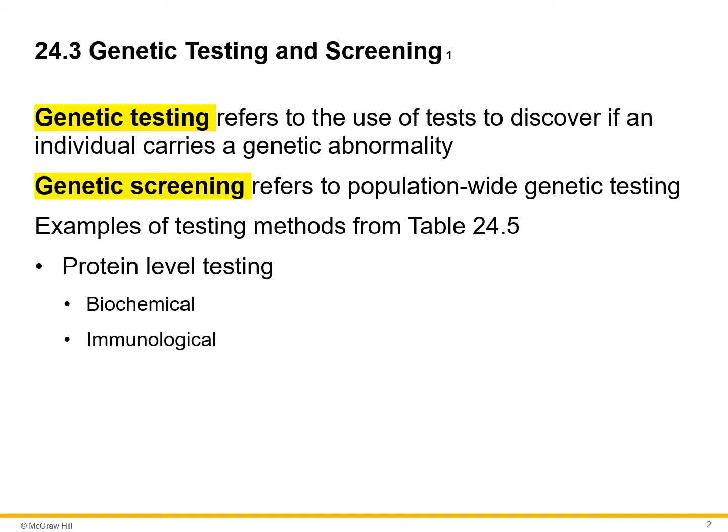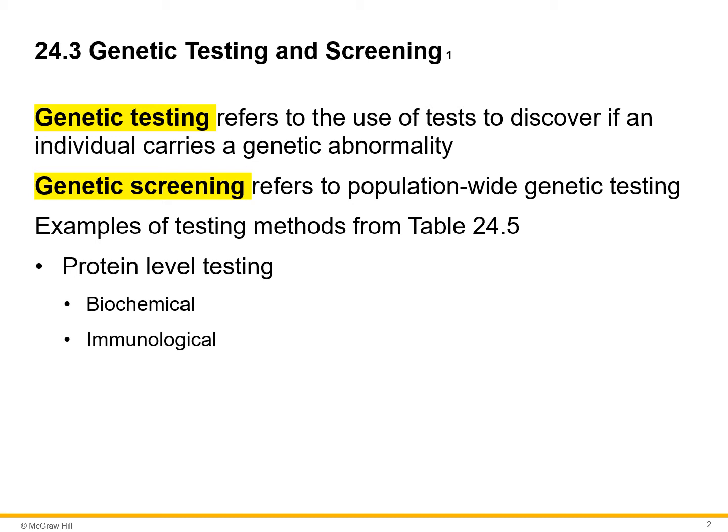The first part of this chapter just talks about the different types of genetic disorders, like autosomal recessive and autosomal dominant. We already talked about those in other contexts in the class when we did Mendelian genetics. So this is talking more about evaluating and treating genetic abnormalities.